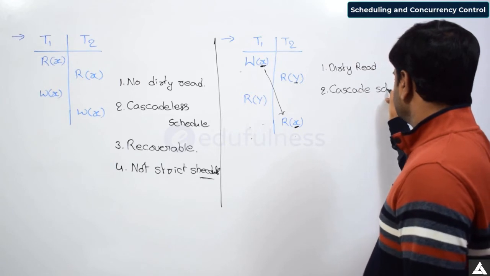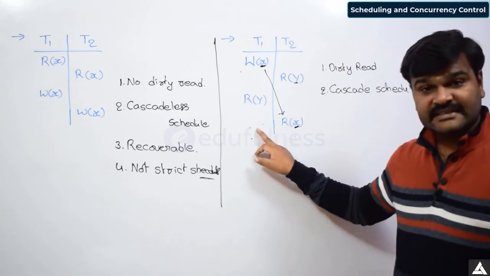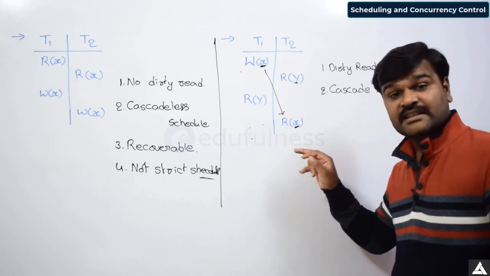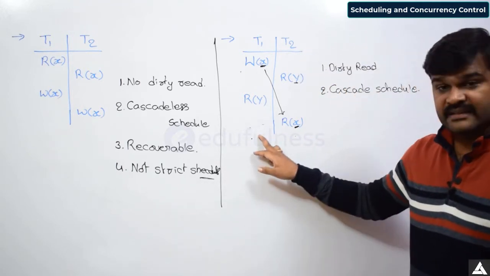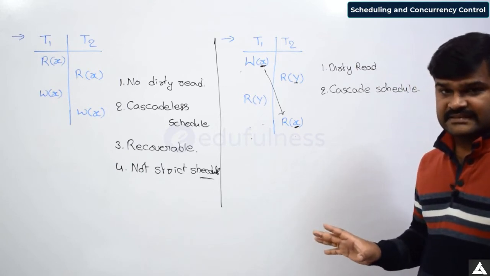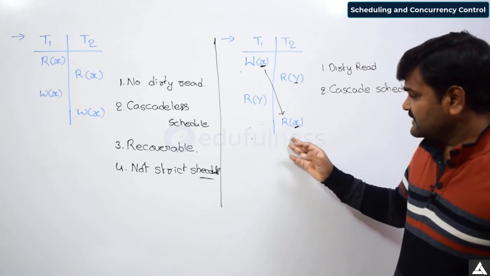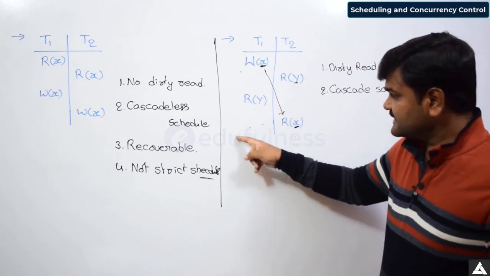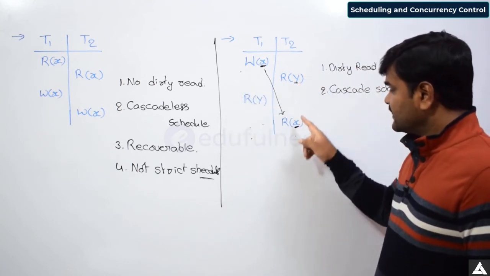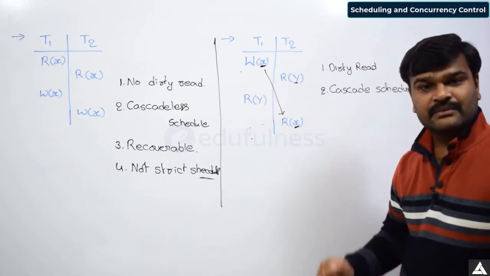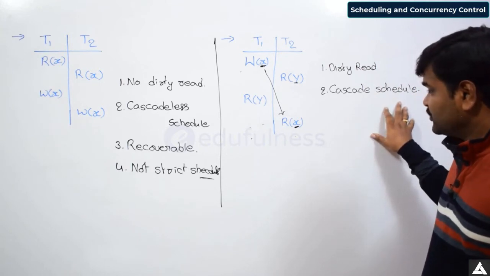Cascade schedules are not recommended, since failure of one transaction leads to failure of other transactions as well. That is not a recommended thing. If one fails, others should not be affected, at least. That is what you have to make sure. But here, because of the dirty read, if it is committed, there is no problem. If it is aborted, you also have to abort because you are reading a dirty value, which is not a consistent value. So that is the cascade schedule you have.